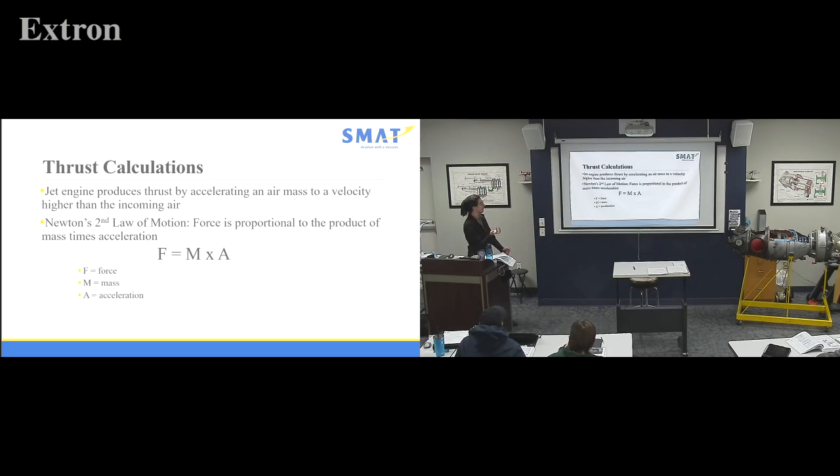Makes sense. Newton's second law: force is proportional to the product of mass times acceleration. So if we increase our air mass, we get more force. If we increase the acceleration of that, we get more force.